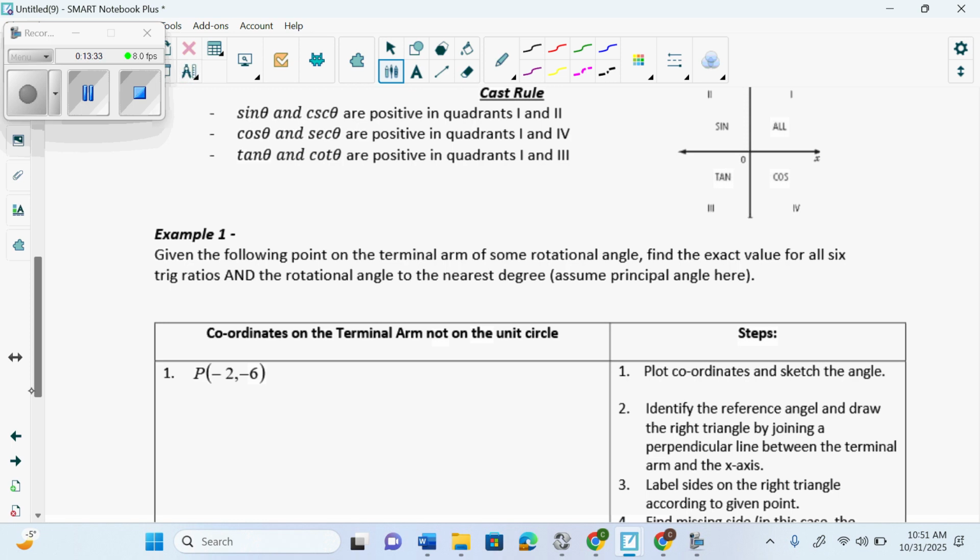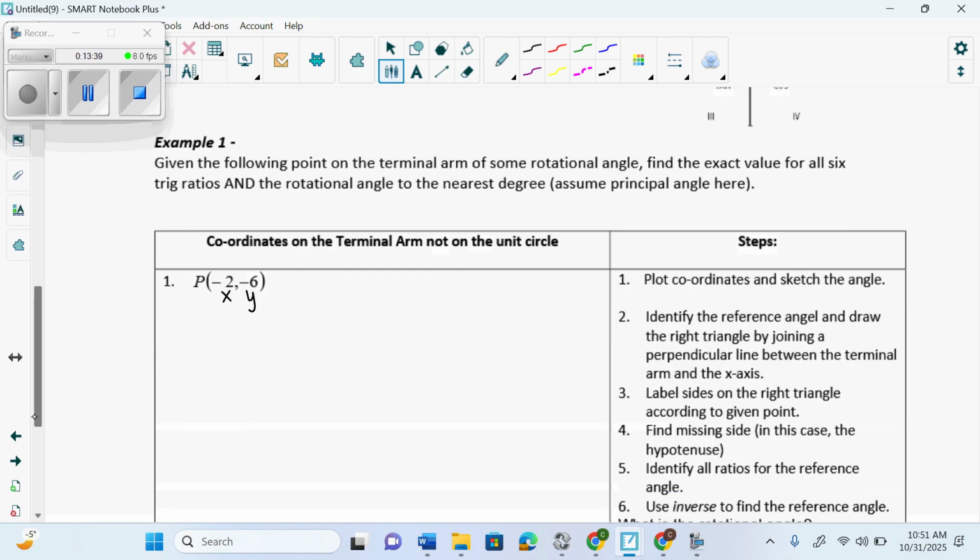Okay. So when I have a coordinate, the first thing I should always do is label it. So what we're going to do here is it asks us to, given the following point on the terminal arm of some rotational angle, find the exact value of the 6 trig ratios. So we're finding the exact value. Then it wants us to get the rotational angle, but I'm not dealing with that today. We're just getting the 6 trig ratios. So we label it, and then we plot it.